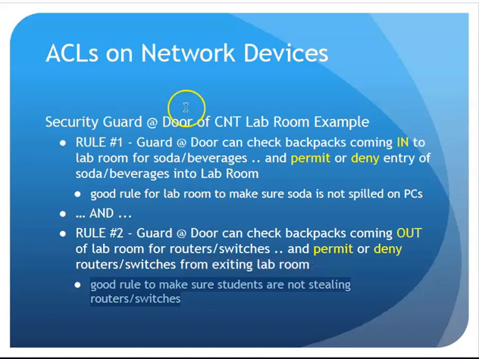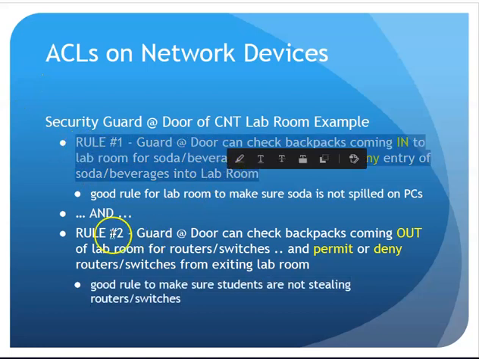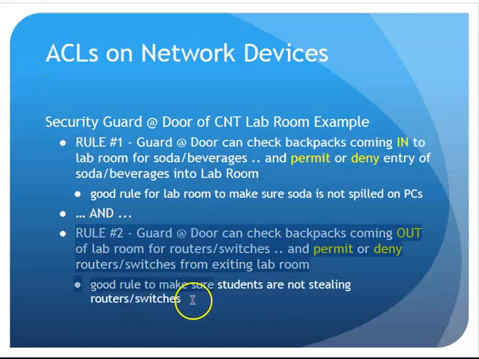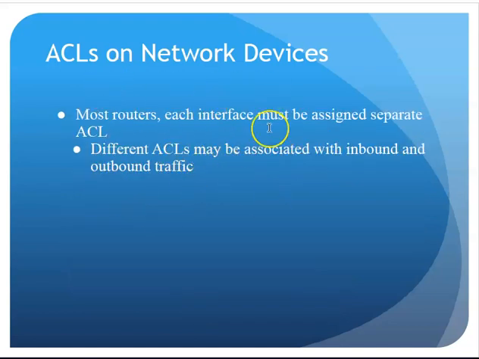I'm just giving you an idea that I might actually write two separate rules: one to check traffic coming in and one to check traffic going out. They would be two different sets of rules. And that's what this is telling you right here. If I have two interfaces, I might have two different access lists, checking traffic going one way and traffic for something else going the other way.